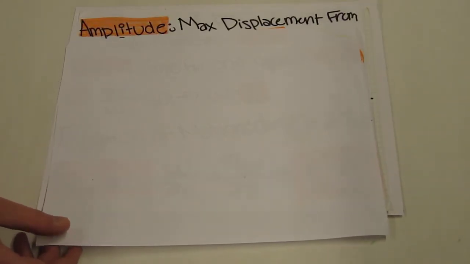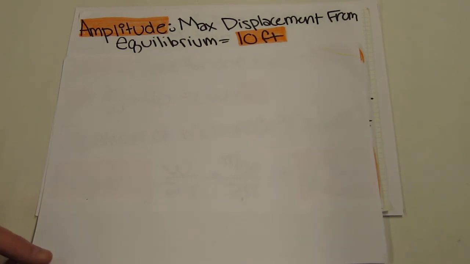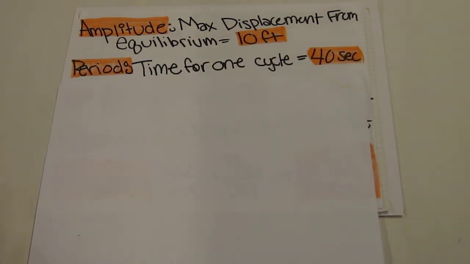In order to graph this harmonic motion, you will need to know that amplitude is the maximum displacement from the equilibrium, which in this case is 10 feet, because Dan swings 10 feet in one direction. You'll also need to know the period, which is the time it takes for one cycle. It takes Dan 40 seconds to swing back and forth until he reaches his initial position.